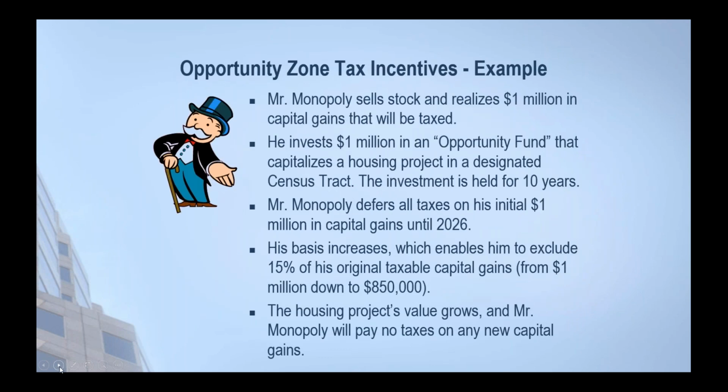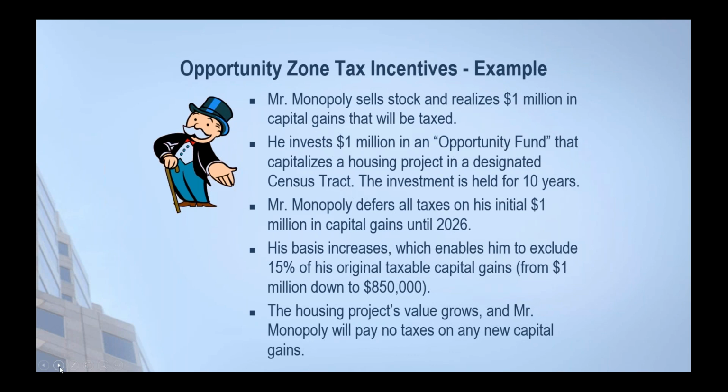And I'll give you just a real quick example so you understand it all together. I've got the example of Mr. Monopoly. He realizes $1 million in capital gains that he's going to have to pay taxes on when he sells some stock. He puts that $1 million into an opportunity fund, and we'll talk about that a little bit later. That's the vehicle that you make investments into opportunity zone projects, and they're gonna fund a housing project, and he holds that investment in that housing project for 10 years.